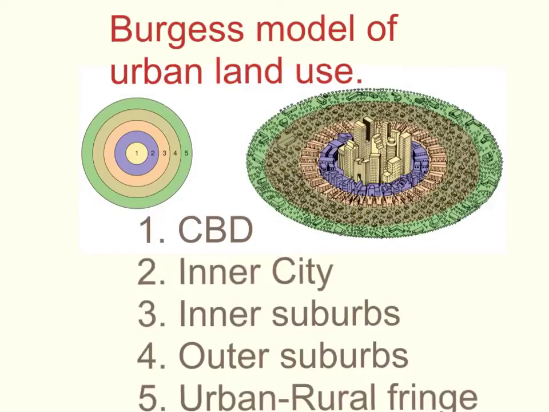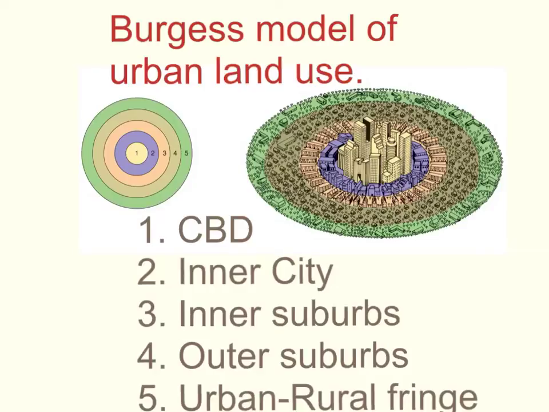This is the Burgess model of urban land use. It was thought up by a man called Mr. Burgess when he was looking at the city of Chicago in the USA. He looked at it in the 1950s and 60s, so it's a bit old, and we'll have a think about whether it's still relevant or not in the lesson.